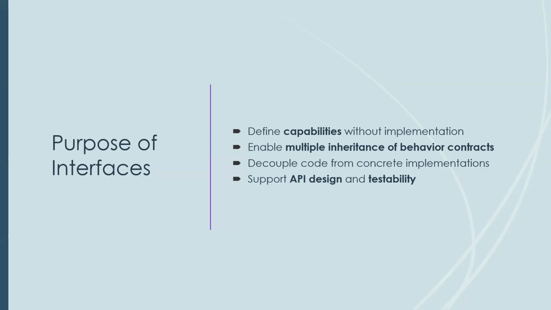It can decouple code from concrete implementations. Again, it's relying on abstractions rather than concrete implementations. That abstraction is, okay, the interface is providing this method, but the concrete implementation is up to the class that's implementing this interface. And it supports API design and testability. So basically, APIs are programs that talk to each other. That's what APIs are. Most people, when they say API, are thinking of network APIs.